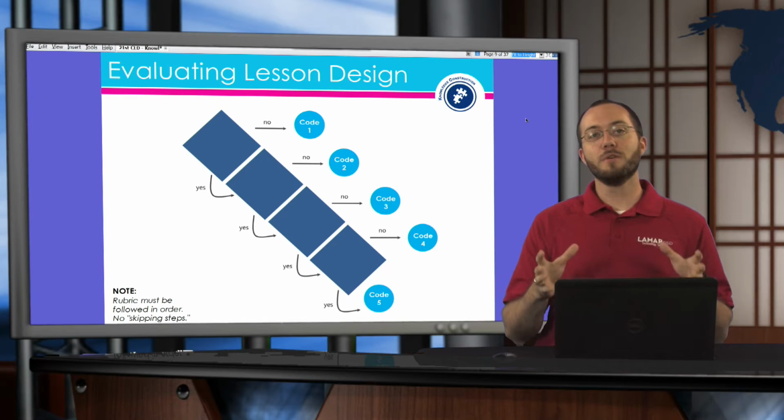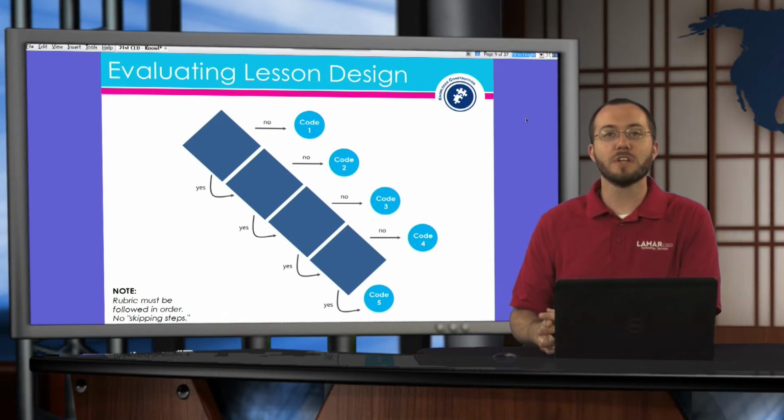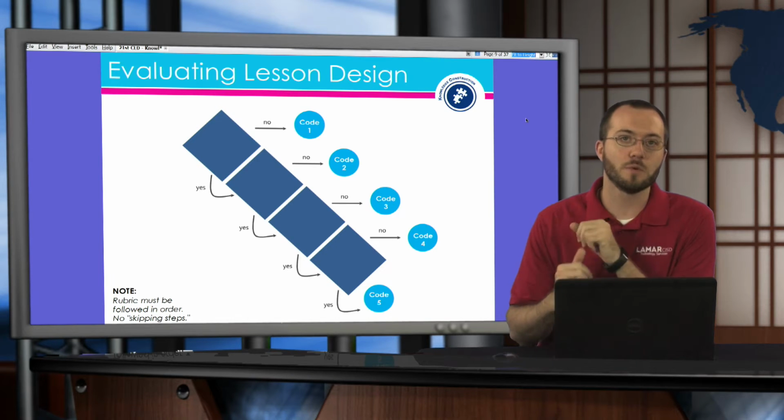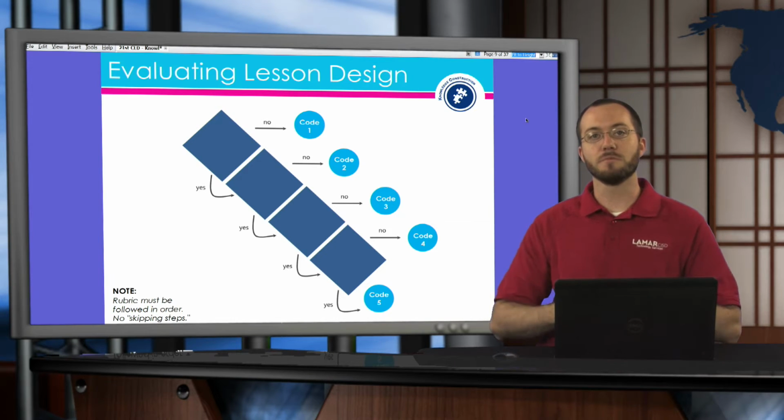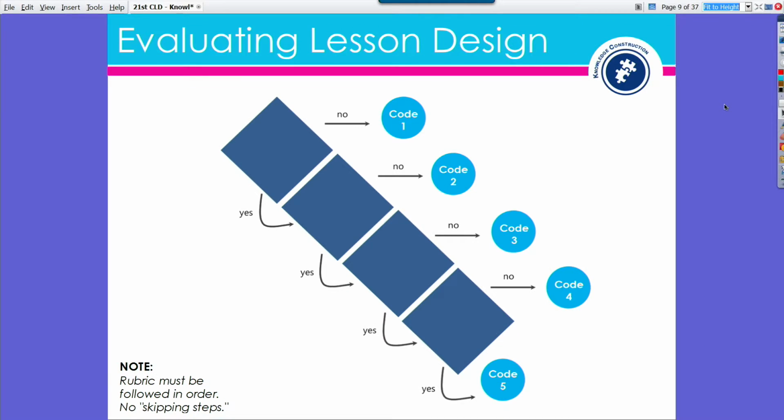All right, so now that we know what the 6 learning dimensions are, we have to look at how we evaluate each individual dimension for effectiveness in our classrooms. And what we're going to use to do that is just a basic rubric. Now what you see here is a blank template for all 6 learning dimensions.